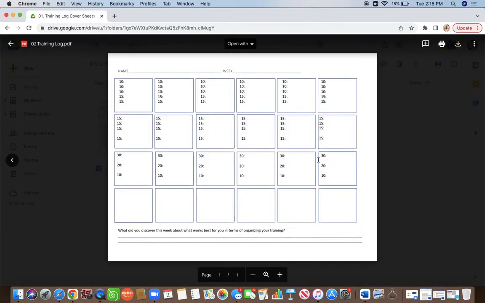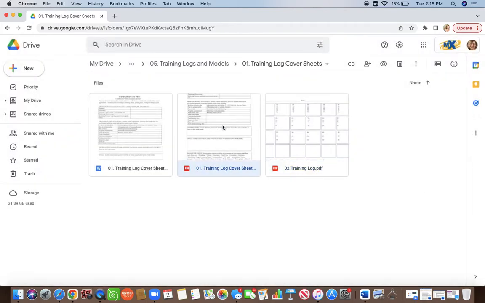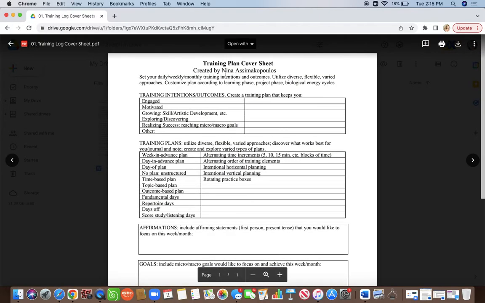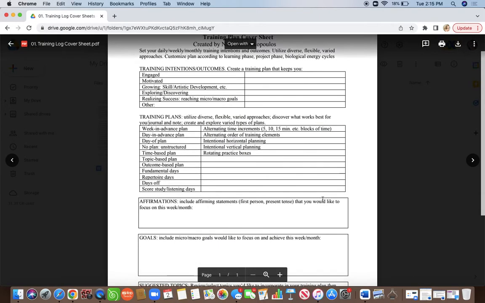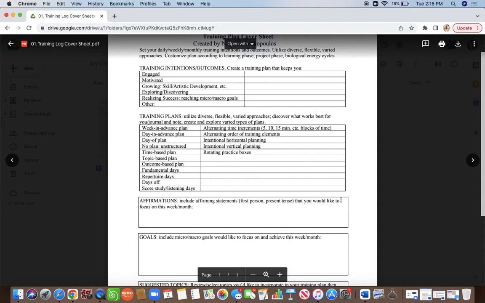This is something that I personally use because this format makes sense to me. Not everybody uses this format, but this training log is here for your benefit. You don't have to use this specific training log if you do not want to, but everyone is required to use the training plan cover sheet and making sure that you are filling this out.